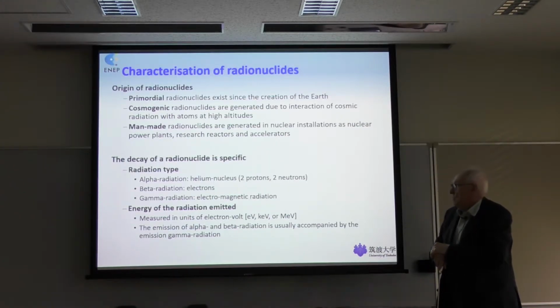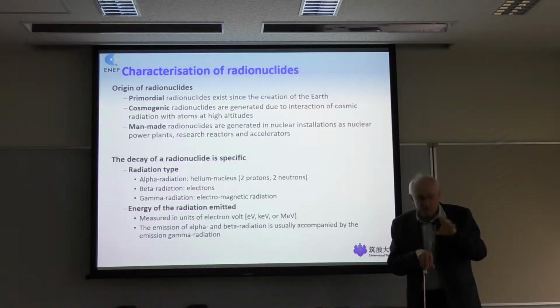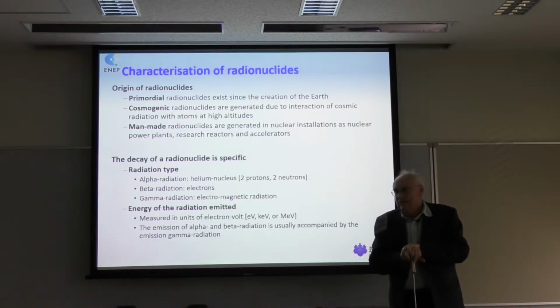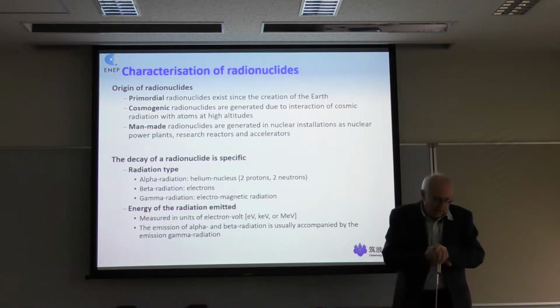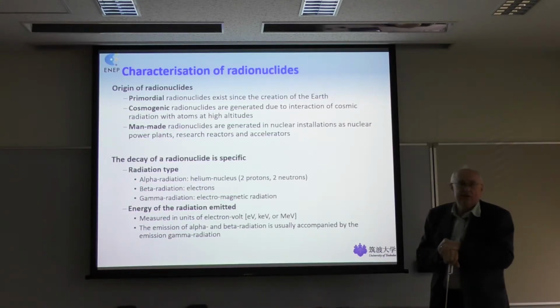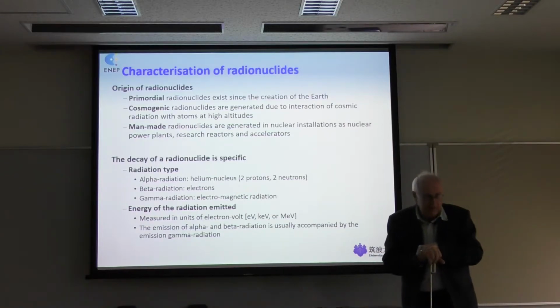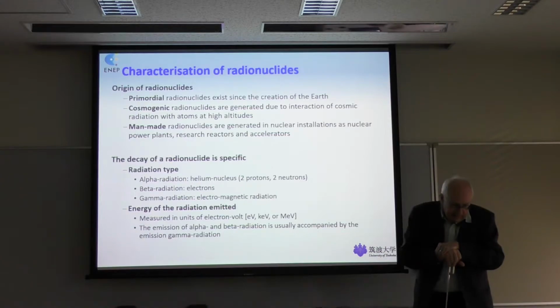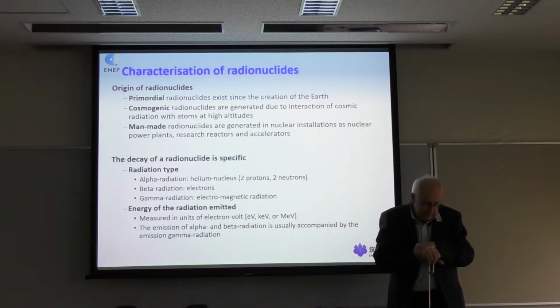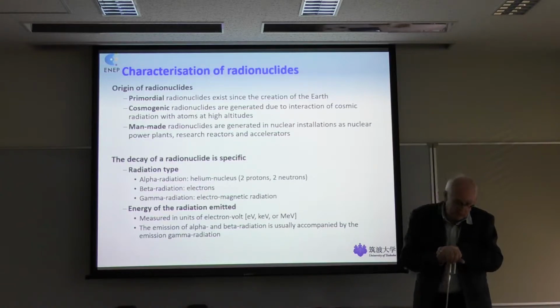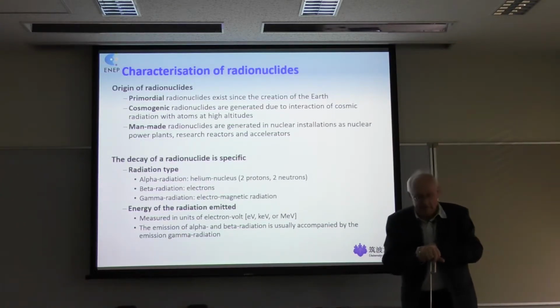Where do these nuclides all come from? There are three main groups. The first group is the primordial radionuclides. They exist since the creation of the Earth. Cosmogenic radionuclides are generated due to the interaction of cosmic radiation with atoms at very high altitudes in the atmosphere. And man-made radionuclides exist now since about 70 or 80 years, and they are generated in nuclear installations such as nuclear power plants, research reactors or accelerators.